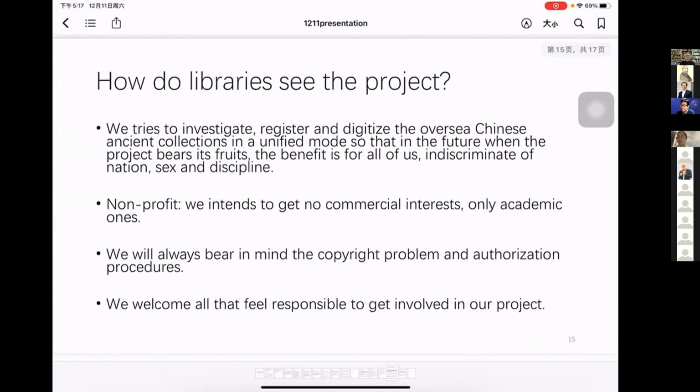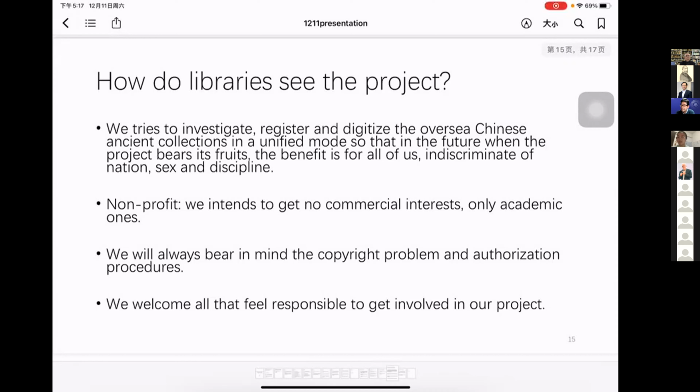The last problem I want to talk about is the perspective that overseas libraries hold towards us. That is, how do libraries see the project? We try to investigate, register and digitize the overseas Chinese ancient collections in a unified mode, so that in the future, when the project bears its fruits, the benefit is for all of us, regardless of nation, sex, or discipline. And we are non-profit.